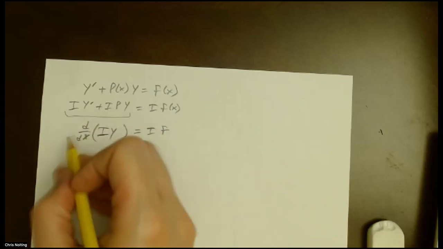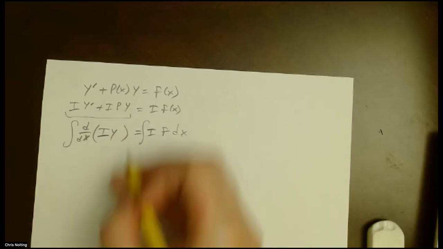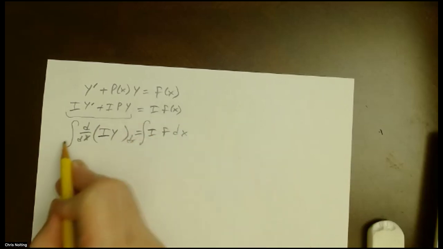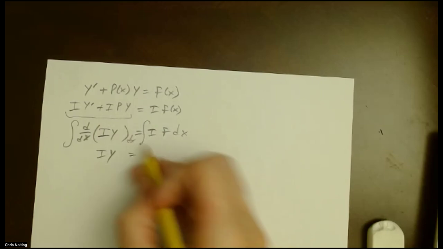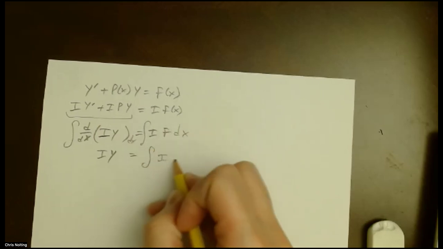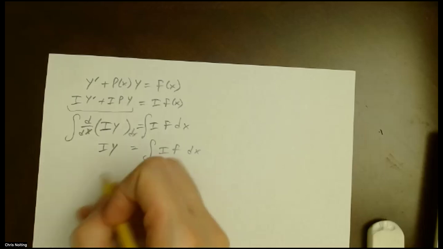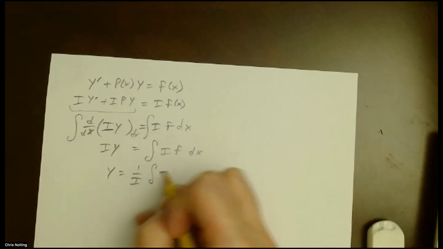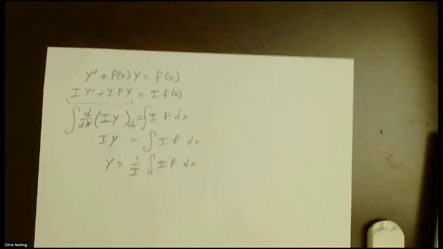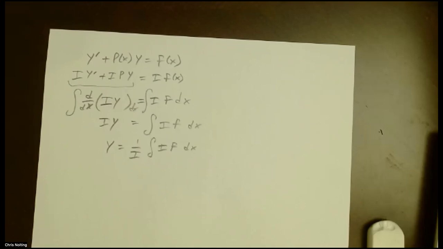Now I'm just going to integrate both sides with respect to x. So I'm going to integrate here and integrate here, dx. And the integral of a derivative, of course, is just going to give us IY. And on this side, we're going to get the integral of IF dx, whatever that happens to be. And so our final solution for y is 1 over I, integral of IF dx. And that's why we go through all this effort to find I in the first place, is because it will allow us to do this.